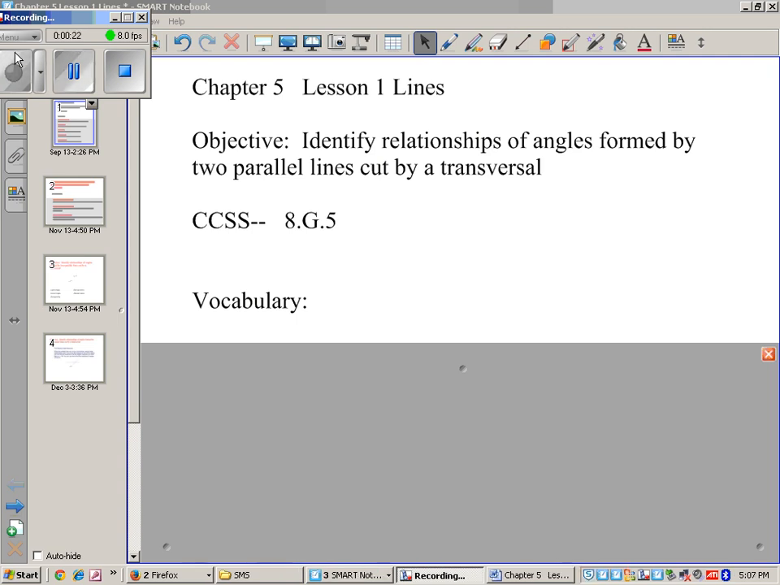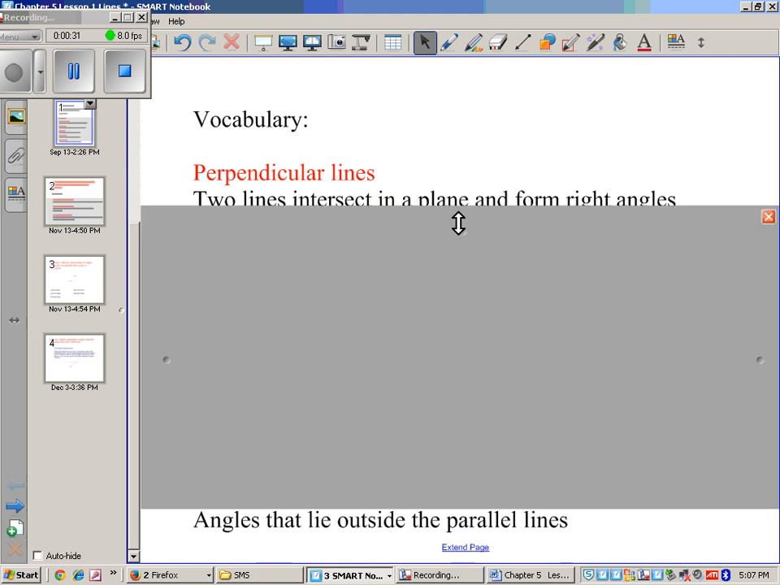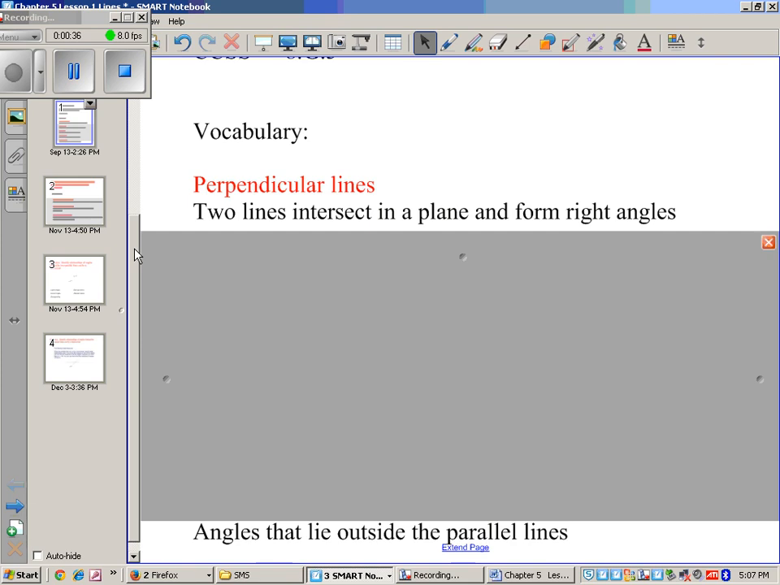Okay, on our vocabulary, let's check it out. First word will be perpendicular lines. Two lines intersect in a plane and form right angles. Example of that would be a straight line coming straight down, boom, and forming right angles. Board's off a little bit, but you get the idea. A line comes down and intersects and forms two right angles.